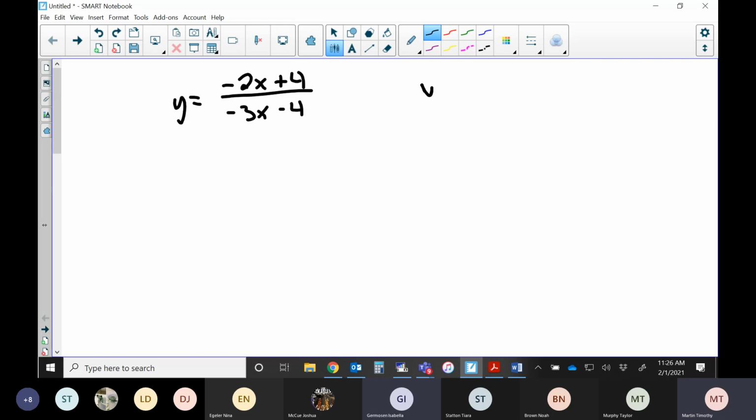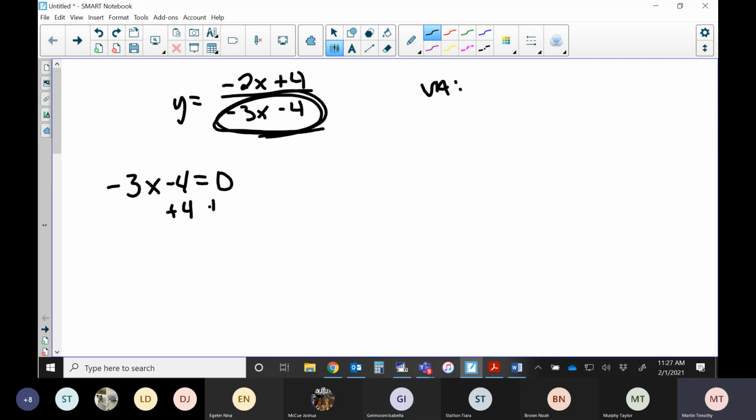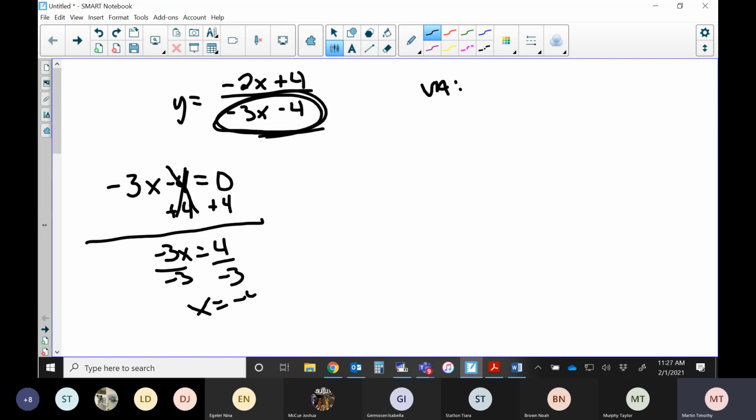Okay, so vertical asymptotes are always found from making the bottom 0. That's where they're always found. So the first thing I'm going to do is ask, what makes this denominator 0? You see how I'm taking the bottom and making it equal to 0. And from algebra 1, I should be able to do this two-step equation. I should be able to get x isolated, which means all by itself. And I realize that x is not allowed to be 4/3.